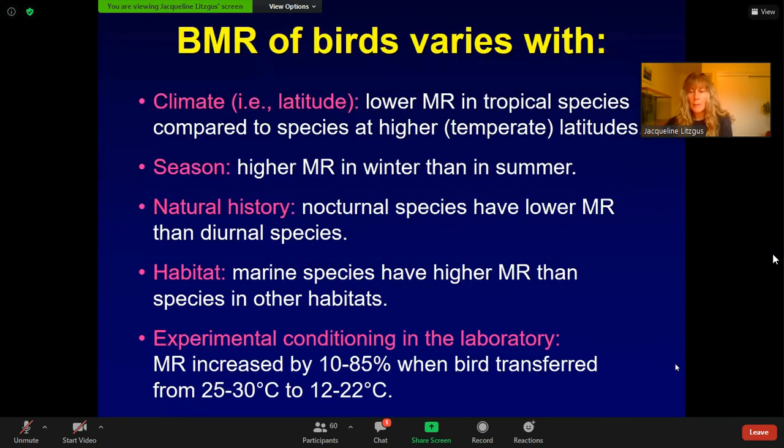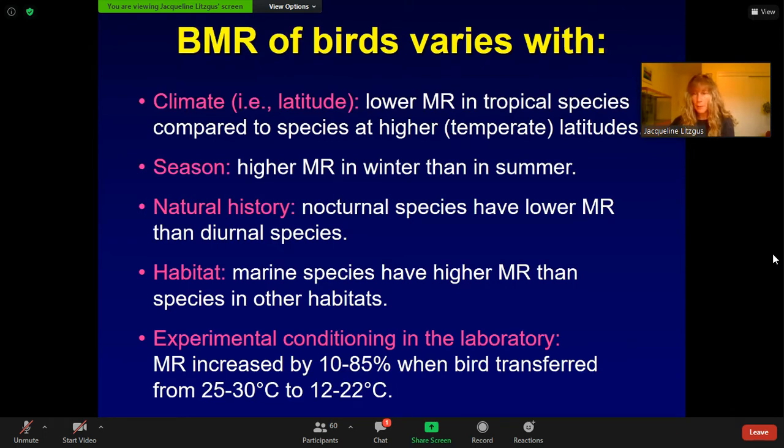But there are other things that cause variation in basal metabolic rates of birds. Climate, for example, like latitude. There tends to be a lower metabolic rate in tropical species compared to species at higher latitudes, those in more temperate zones. Like up here in Sudbury, we're in the temperate region, right? So there seems to be this impact of latitude. Again, lower metabolic rate in tropical species compared to species at higher latitudes and temperate zones. There seems to be an effect of season: a higher metabolic rate in winter than in summer.